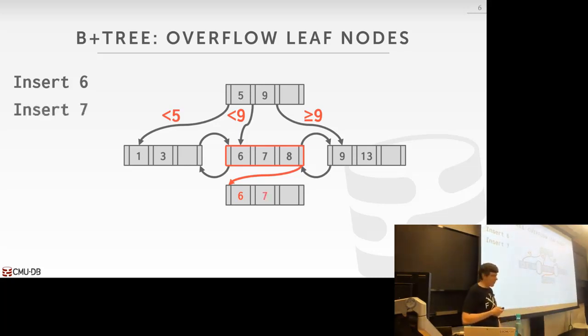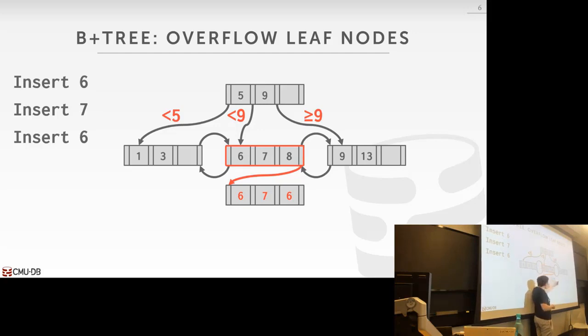So now let's say I want to insert seven. Same thing, seven goes down there. I insert six, same thing, six goes here. It's unordered, and that's okay. So now here's what needs to happen. Physically, this is stored across multiple pages. Logically, from the index perspective, this just looks like one giant leaf node that has a bunch of keys in it.